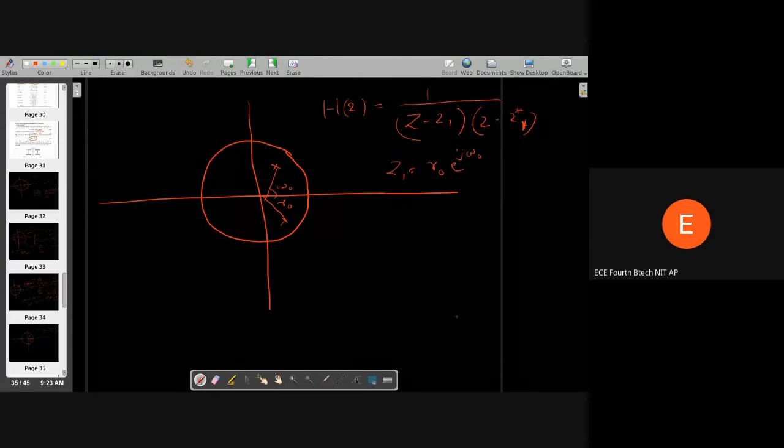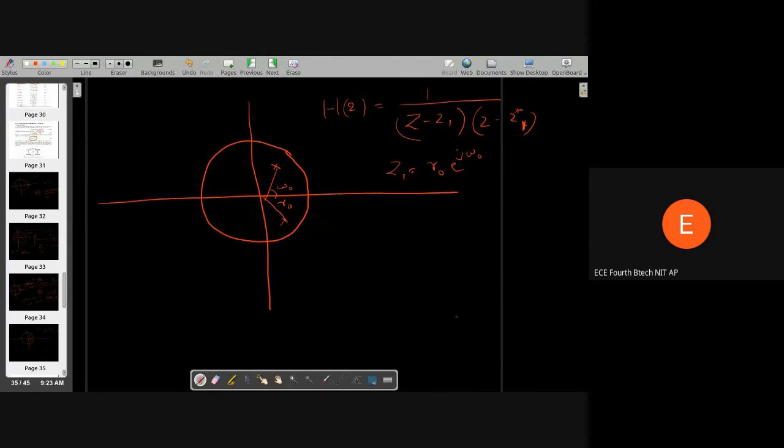So in polar form we will write like this. So in these two places your H(z) does not exist, or it goes to infinity, however you put it. So then z1 star will be r naught e to the power minus j omega naught. You should know Euler's formula. I guess you know what Euler's theorem or Euler's formula is.